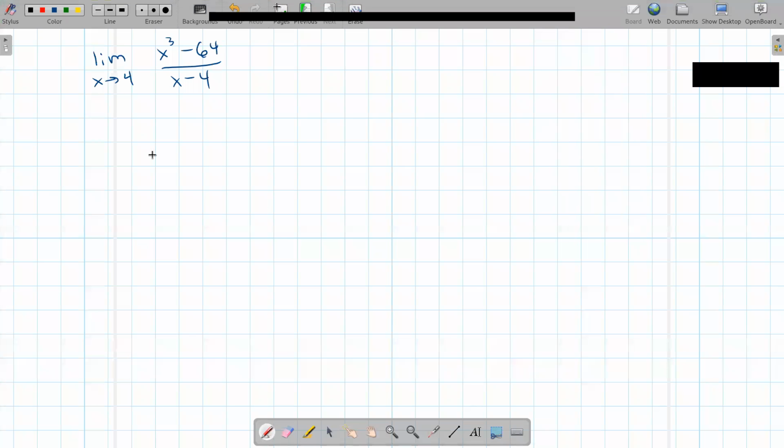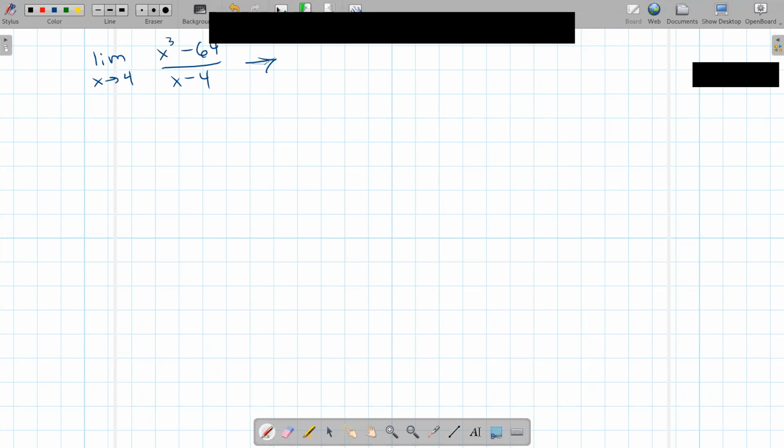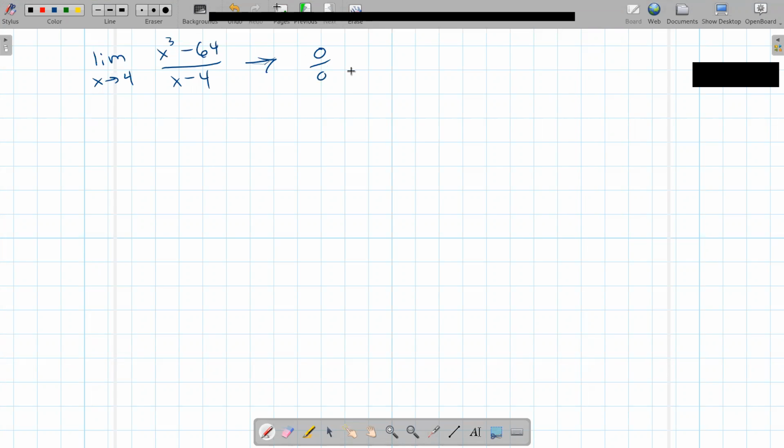So at first glance here, we might say, hey, this is a rational function, polynomial on the top, polynomial on the bottom. I can just cheat and plug in. But if you do cheat and plug in, then what you'll see here is that 4 cubed is 64 and 4 minus 4 is 0. So you get 0 over 0, which is what we call indeterminate.